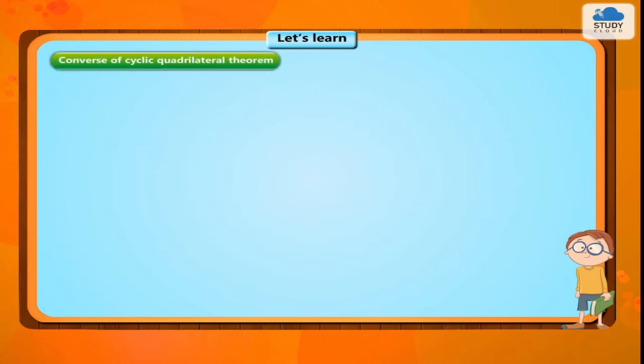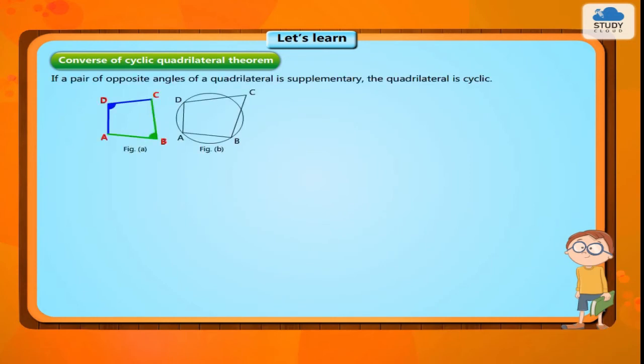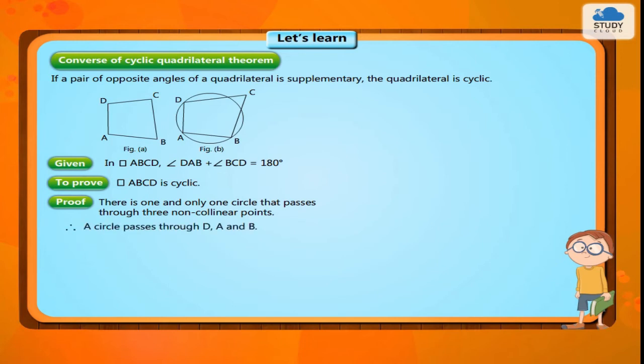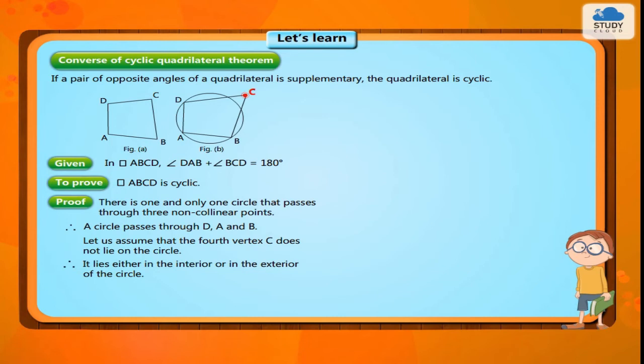Converse of cyclic quadrilateral theorem. If a pair of opposite angles of a quadrilateral is supplementary, the quadrilateral is cyclic. Given in quadrilateral ABCD, angle DAB plus angle BCD is equal to 180 degrees. To prove quadrilateral ABCD is cyclic. Proof. There is one and only one circle that passes through three non-collinear points. Therefore, a circle passes through D, A and B. Let us assume that the fourth vertex C does not lie on the circle. Therefore, it lies either in the interior or in the exterior of the circle.